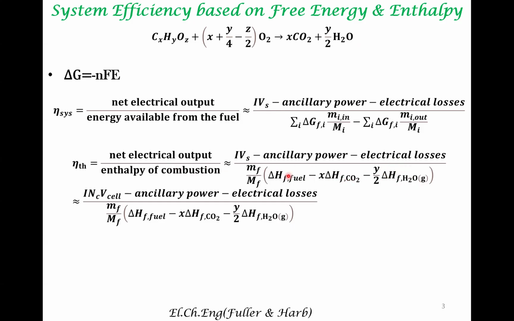So in the denominator, we have the enthalpy of combustion. This is the molar mass flow rate of fuel that is being utilized. This divided by this will give you the molar flow rate. So the Vs from a stack is the voltage that can be obtained from a particular fuel cell times the number of cells that are present in the stack.